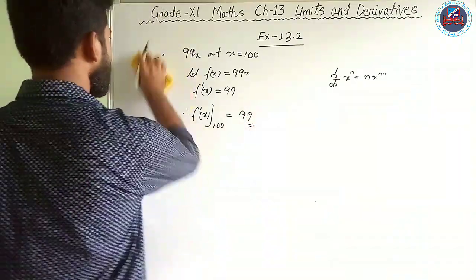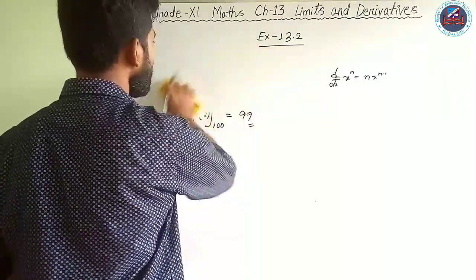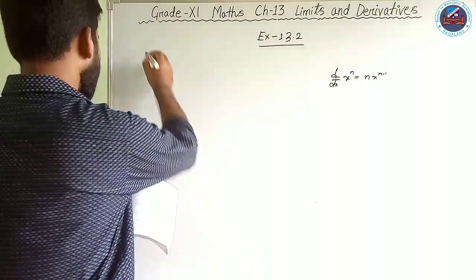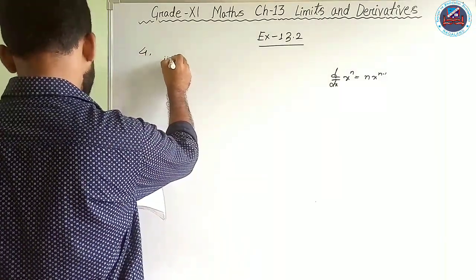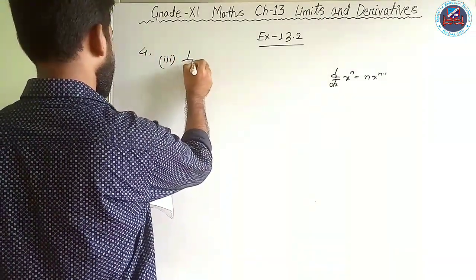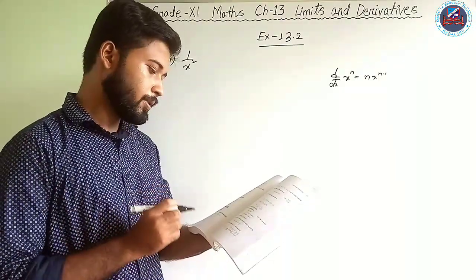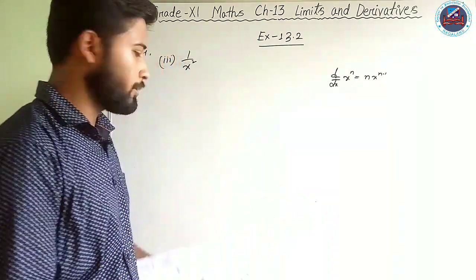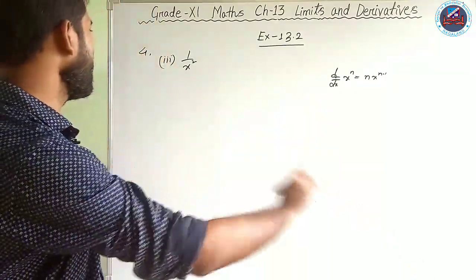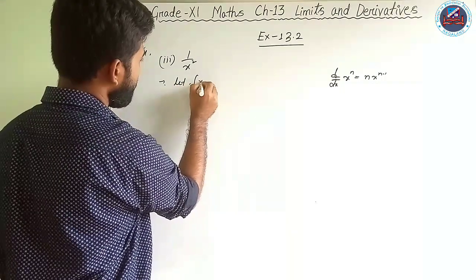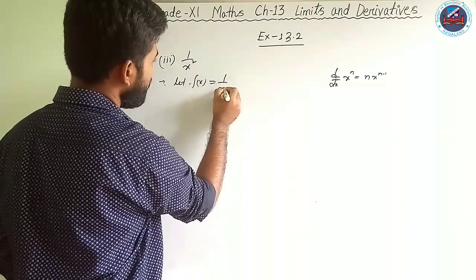Now let us see question number 4. In question number 4, they have said to find the derivative of the function from the first principle. So we have the function 1 by x square. Let us see how to find it using the first principle. For that, let us consider f(x) = 1 by x square.